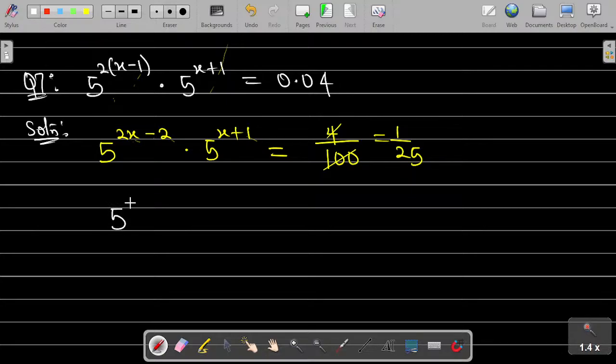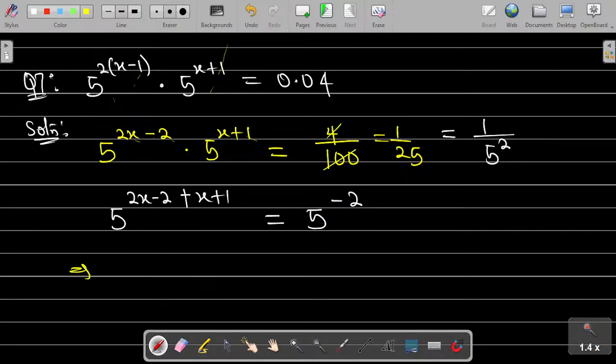So we can now join these ones here, which is going to give us 5 to the power of 2x minus 2. Then, this is multiplication, so it will be plus x plus 1. That's the power of the second one, and that will be equal to 1 over 25. And you know that 25 is the same thing as 5 to the power of 2, so we can write this as 5 raised to the power of minus 2 because of the reciprocal.